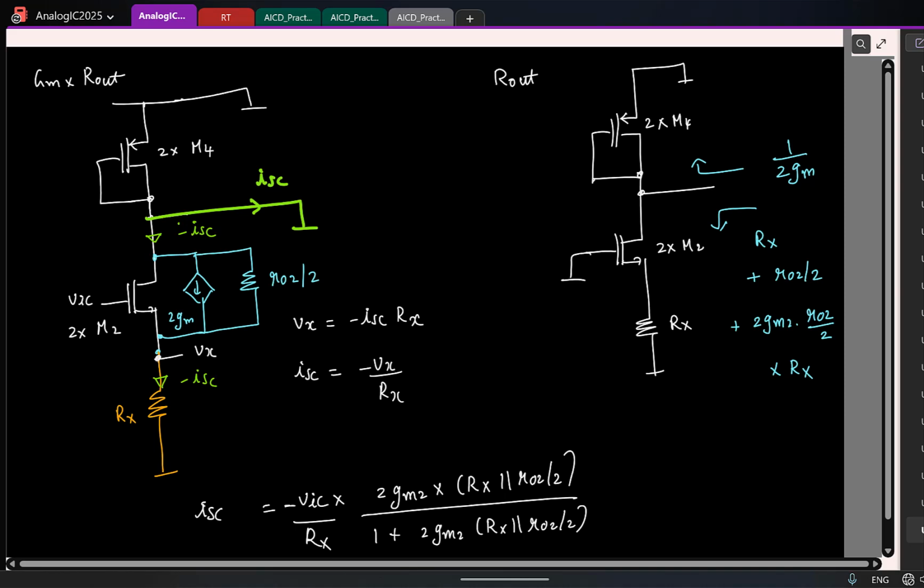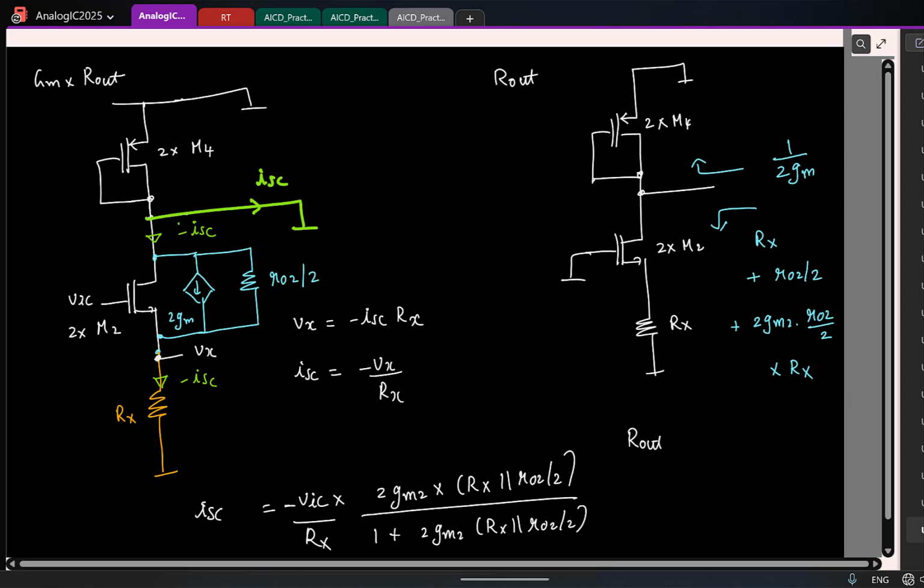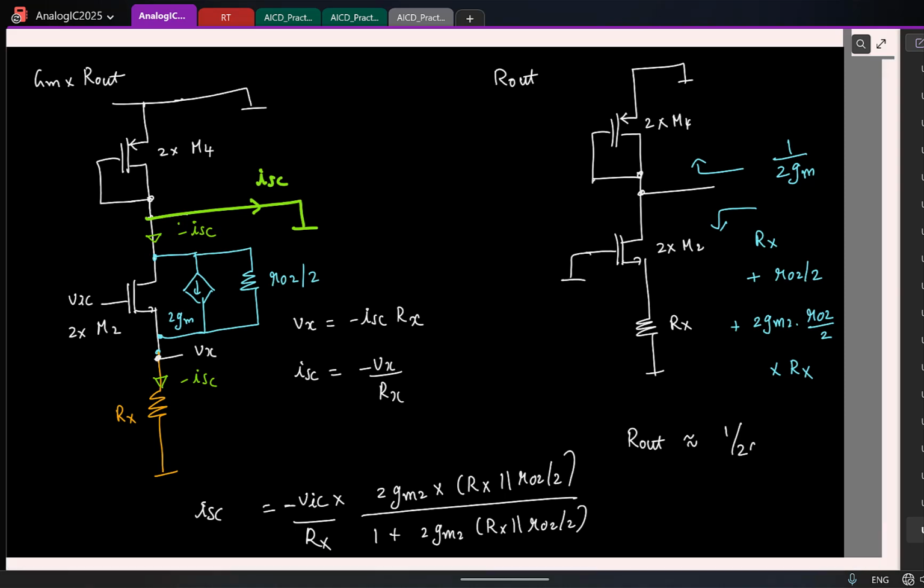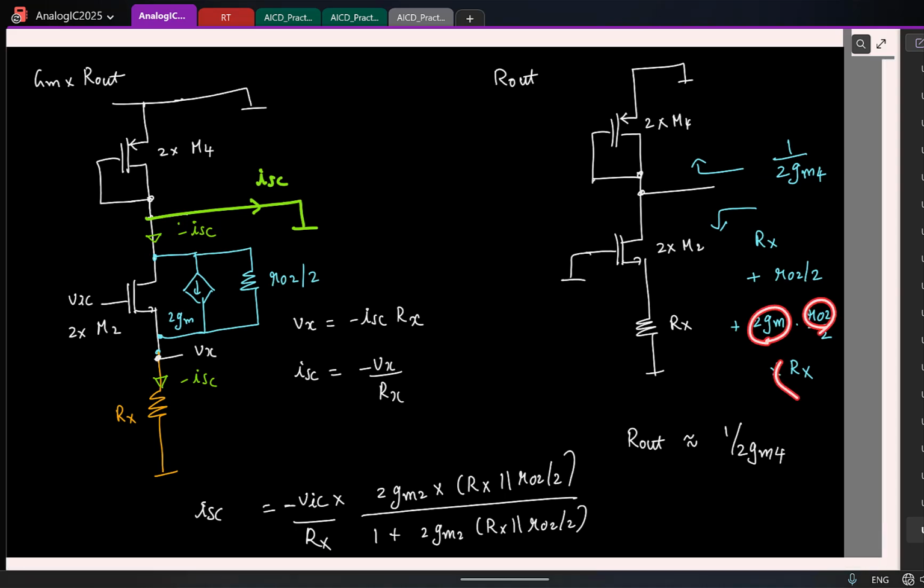Okay. So now you see looking up I have 1 by 2 gm. Looking down I have gm R0 times Rx. So what will dominate finally? So my Rout is approximately... I mean, looking up I have a resistance of the order of 1 by gm. Looking down I have some gm R0 times Rx. So looking down it's going to be a larger resistance.